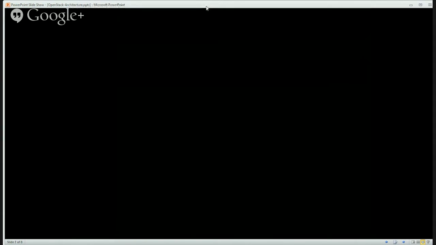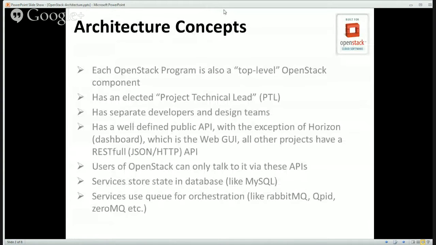If you recall from our session one, we went through what is OpenStack and what the different projects are. So today we're going to do a little deep dive into the architecture around OpenStack and some of the nitty-gritty details. If you recall from the last session, we had the different projects. Every project in OpenStack is also called a program, and every program is also a component, which is nothing but a top level component.